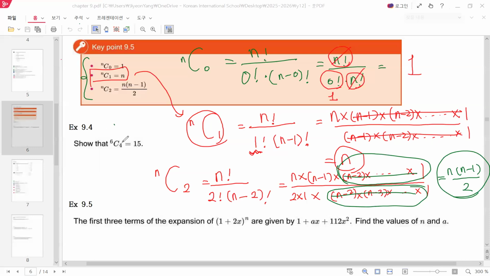So example 9.4, show that this one. So 6 factorial divided by 4 factorial times 2 factorial. Very good. Students, can you see 1, 2, 3, 4 here, 1, 2, 3, 4 here, and then 5 and 6 left. Can you see that one? Okay, and then divided by 2, 15.